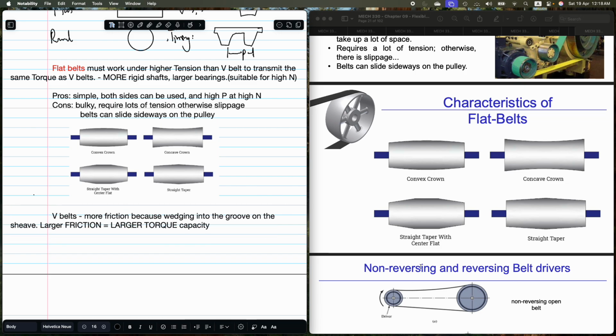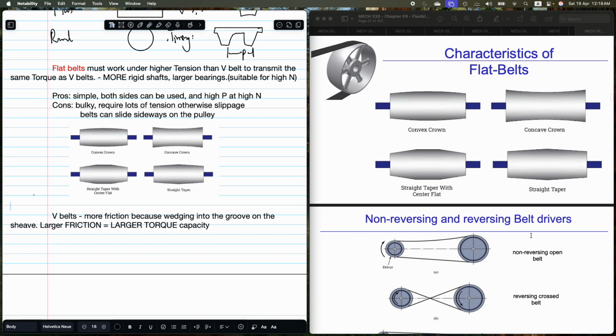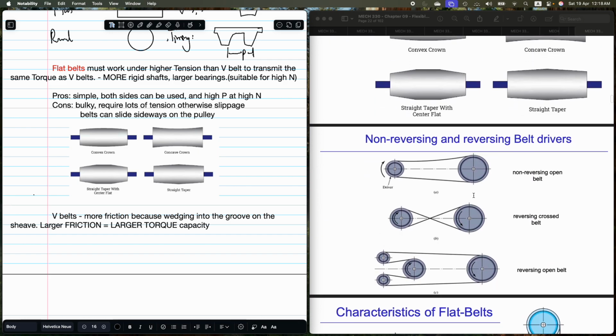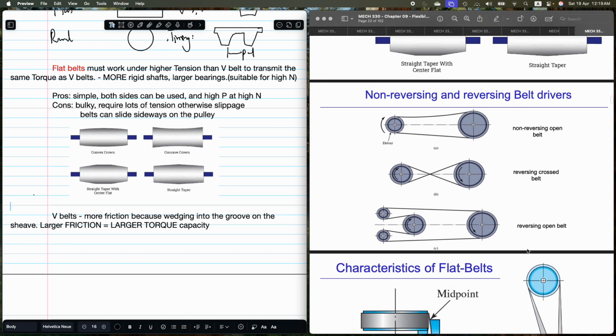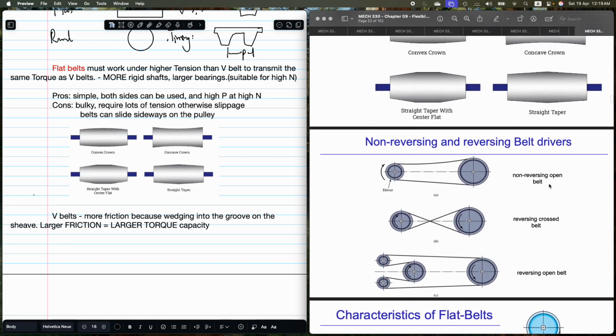Okay, V-belts, there we go. Non-reversing and reversing belt drives. So what is this? Non-reversing open belt, reversing crossed. So why is it non-reversing? Is it because it's not crossed, or what's the reason for this non-reversing?